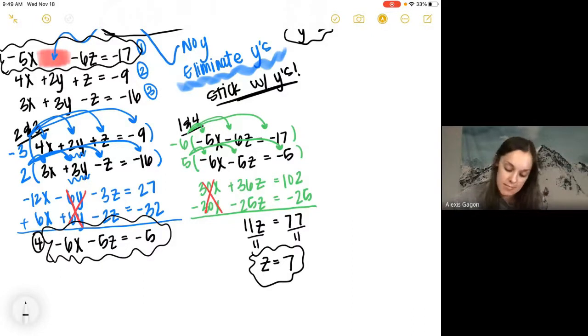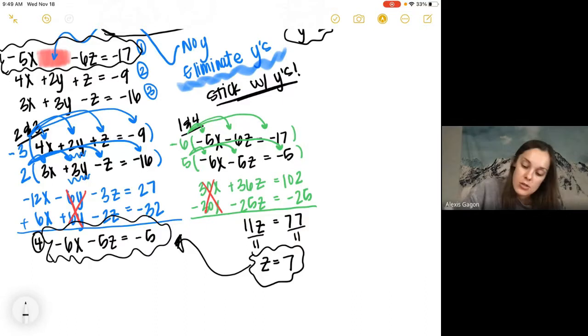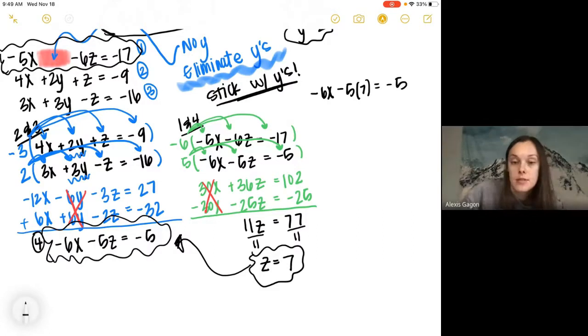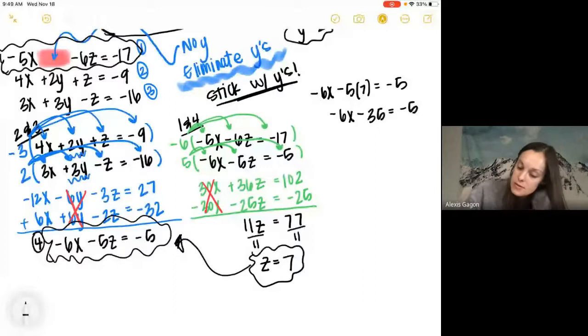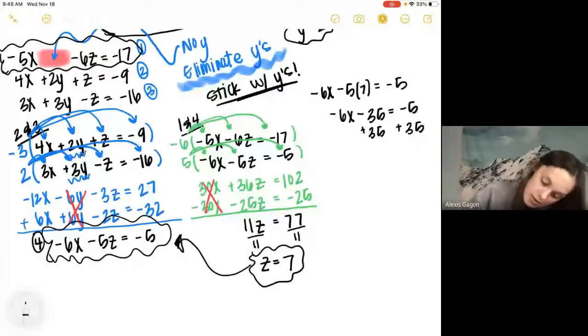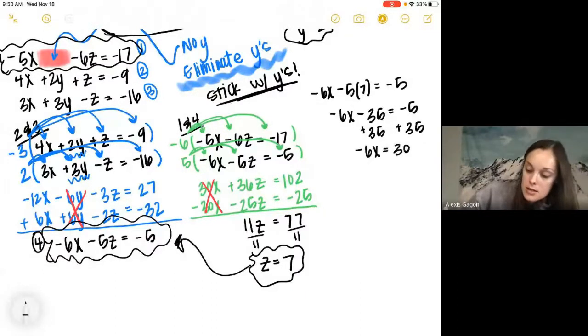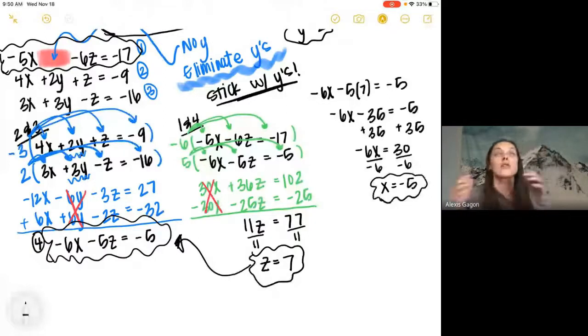Okay, I'm going to take that and plug it into either equation 4 or equation 1. I'm just going to choose equation 4 since it's right there. So that's going to be negative 6x minus 5 times 7 equals negative 5, which is negative 6x minus 35 equals negative 5. Add 35 over. You get negative 6x equals 30. Divide by negative 6. You get x equals negative 5.